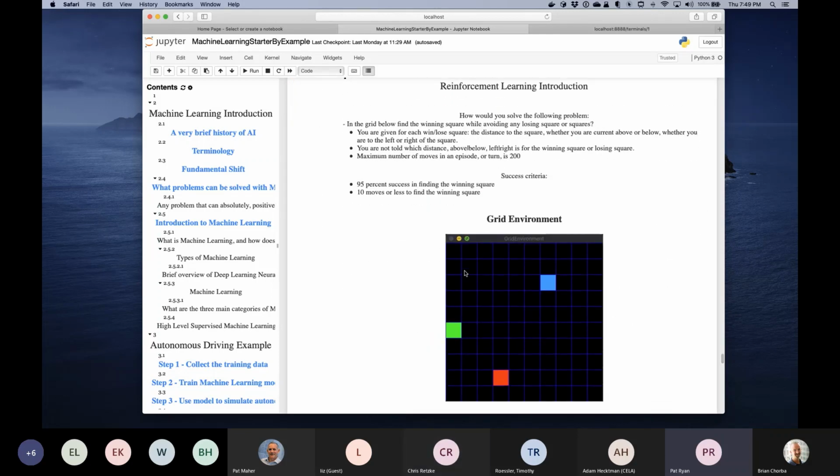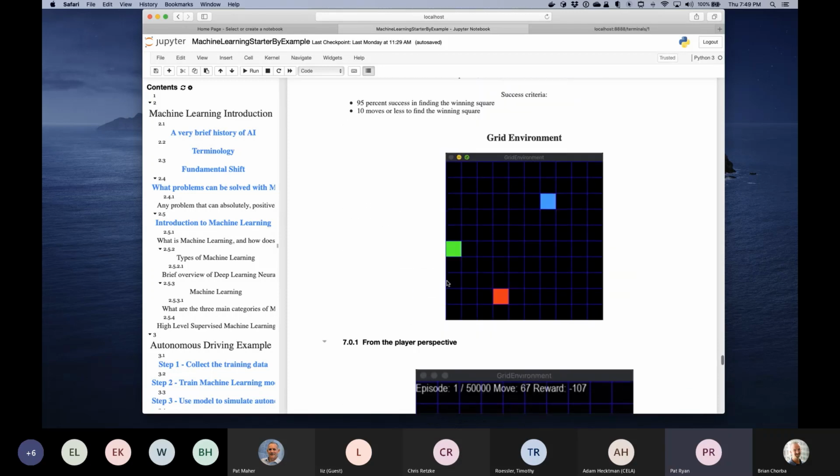All right, let's go to something a little more fun, games. Here I'm going to show an example of reinforcement learning. We're going to build a game that's going to learn how to win by using reinforcement learning. Here's the game.